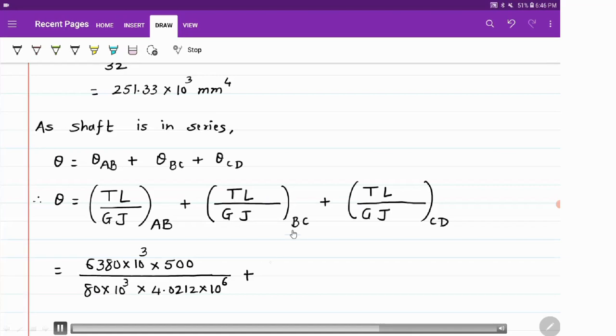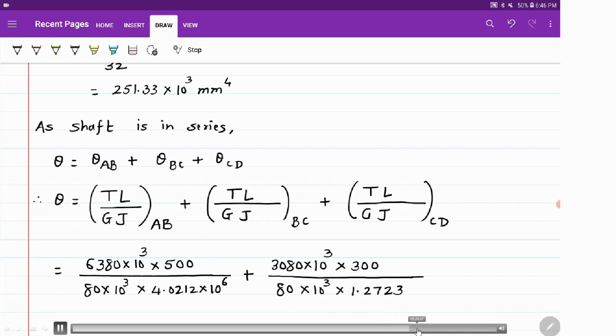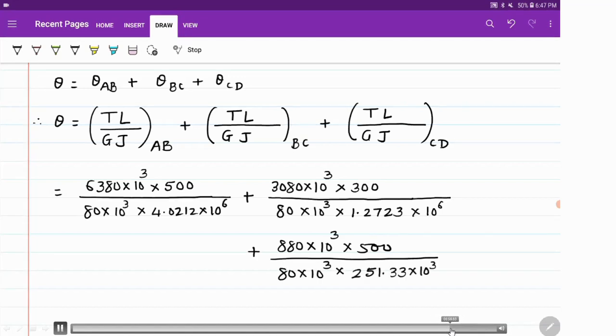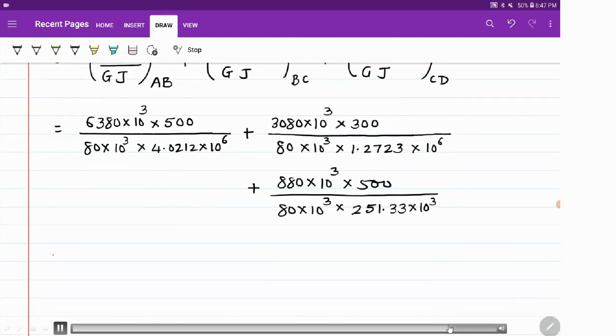Similarly, torque BC will be equal to 3080 into 10 raised to 3 Newton mm. Length of BC is 500 mm. G is 80 into 10 raised to 3, and J is 1.2723 into 10 raised to 6. Torque TCD is 880 into 10 raised to 3. Length of portion CD is 500 mm. G is 80 into 10 raised to 3, and J we have just calculated as 251.33 into 10 raised to 3 mm raised to 4.